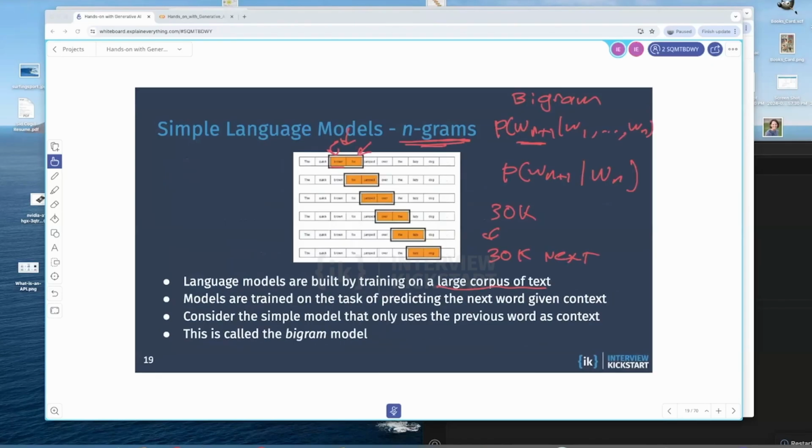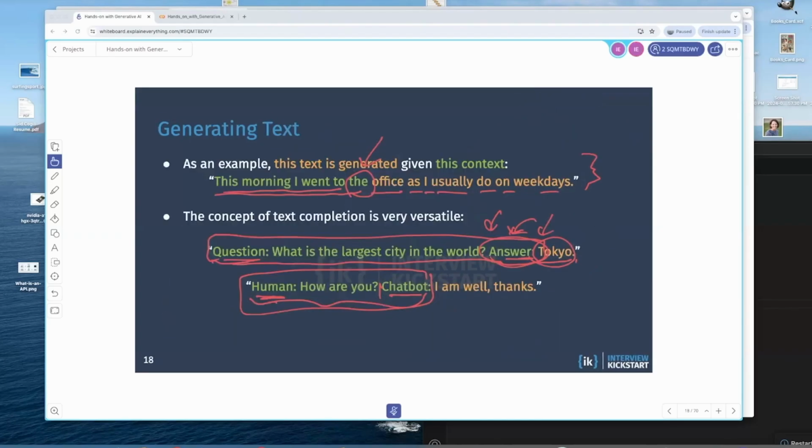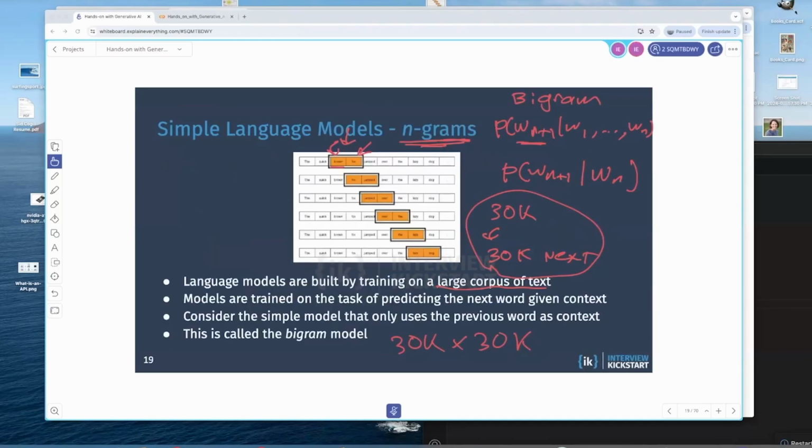So how many different entries would I have to keep in my table here? If I'm keeping track of every pair, I'm going to have 30,000 by 30,000, which is a large number, but it might be doable to keep track of those. And you could say, okay, fine, the problem was you just looked at the last word. Maybe a better idea would be to look at the last two words or the last three words. Okay, that's fine.